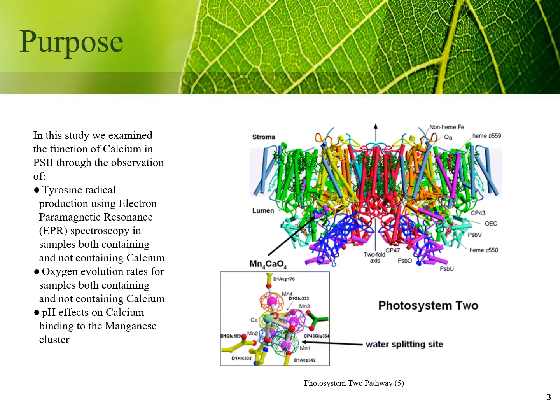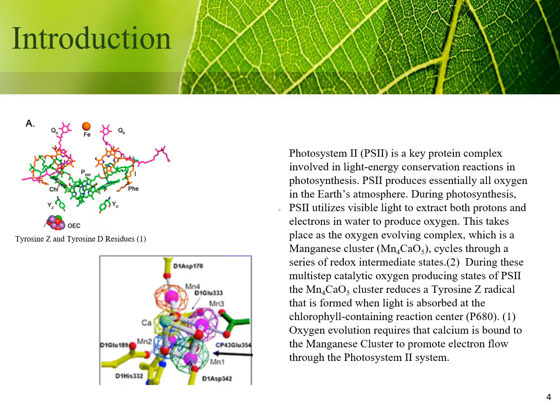The purpose of this experiment was to determine if calcium is required for oxygen evolution in Photosystem II. We observed the dependence of calcium on oxygen evolution by comparing a sample that contained calcium to a sample that did not contain calcium. We also observed the dependence of calcium by comparing tyrosine radical production by using EPR.